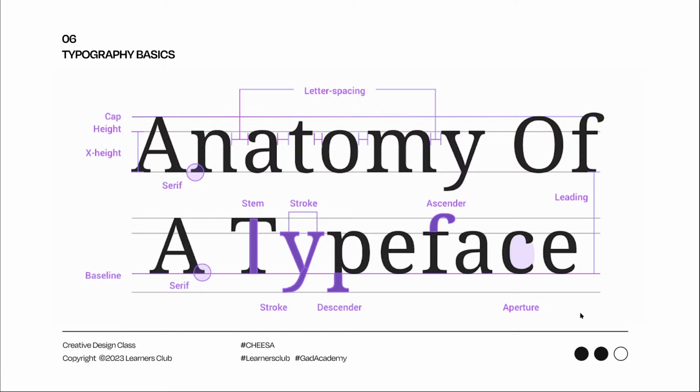And then the height of the capital letters is what we call the cap height. There's also the baseline. That is the line the particular type or the particular text that you've written sits on. That is the baseline.